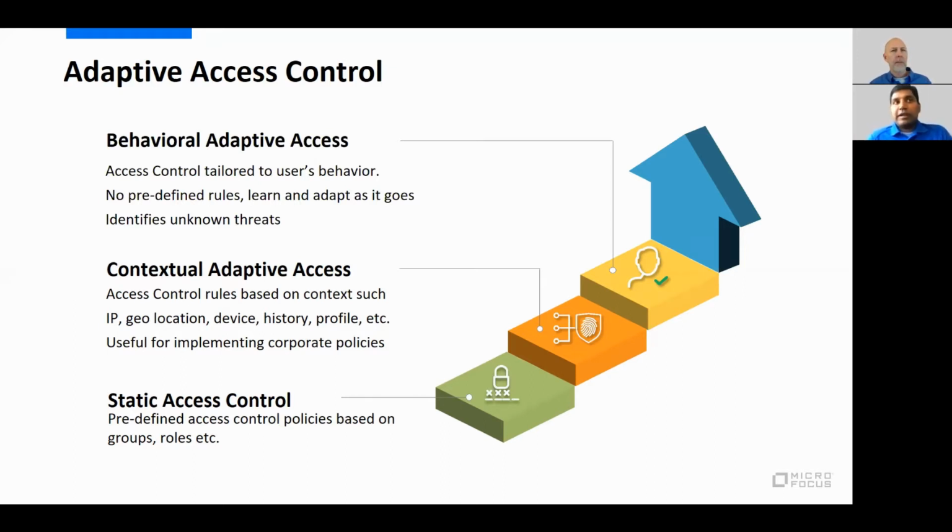Make no mistake, contextual and adaptive access has a place in every organization. What behavioral and adaptive access control does is to further look at the information that you could collect and use that information to tailor the access based on the user's behavior. We'll see how this can be deployed using the NetIQ tools.